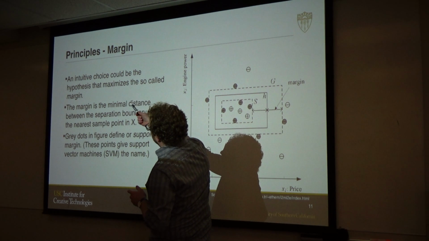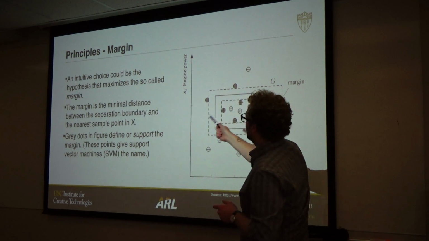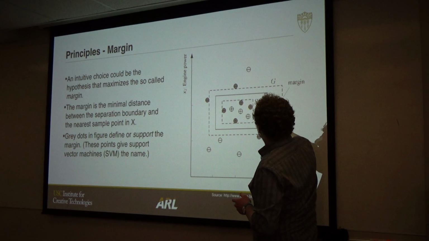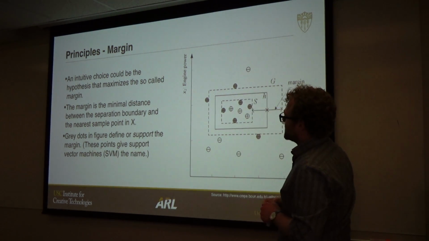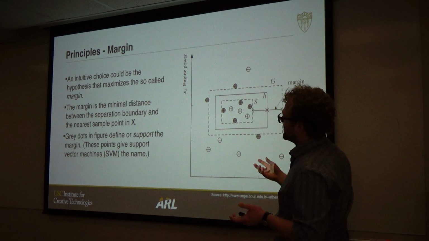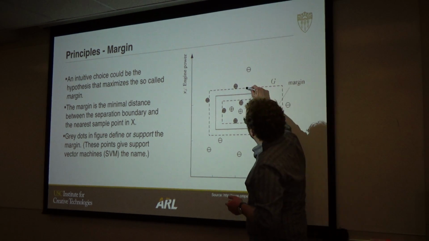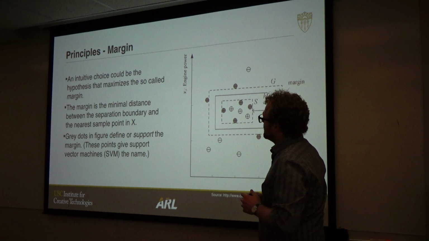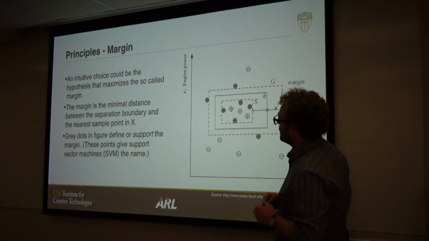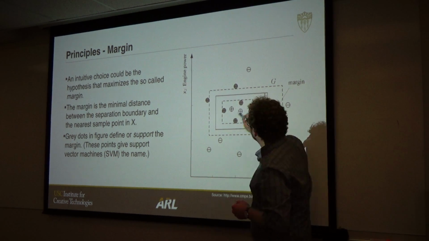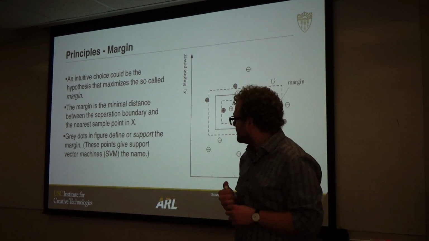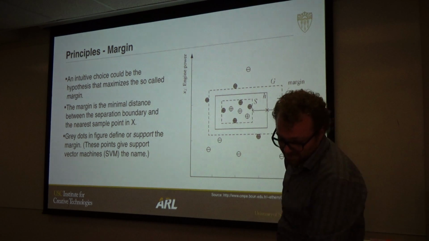So the intuitive choice could be the hypothesis that maximizes the so-called margin. So this is the margin. This is the margin, okay? Margin is the minimal distance between the separation boundaries, this one and this one, and the nearest sample point in X. So this is like this point, or this point, this point. All right. Cool.